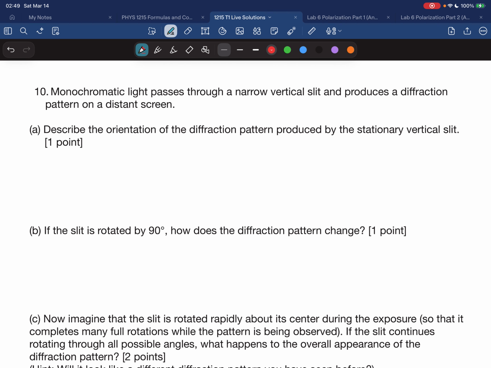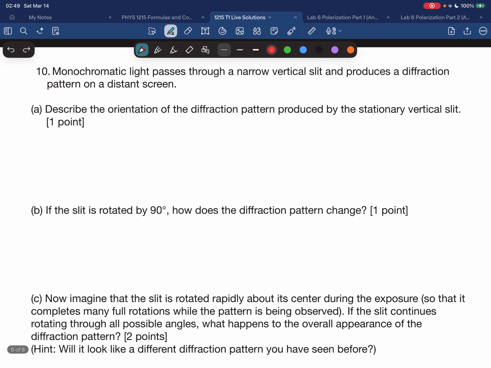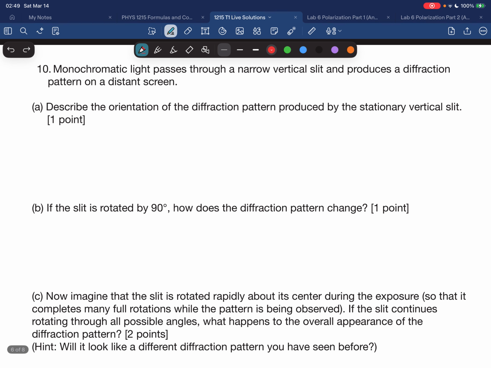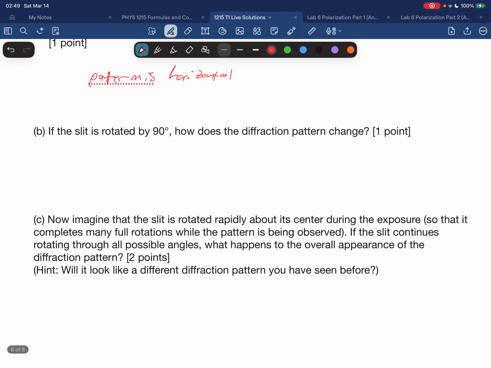Monochromatic light passes through a narrow vertical slit and produces a diffraction pattern on a distant screen. Part A, describe the orientation of the diffraction pattern produced by the stationary vertical slit. The pattern is horizontal. Awesome. Part B, if the slit is rotated by 90 degrees, how does the diffraction pattern change? Well, the pattern is rotated by 90 degrees. Great.